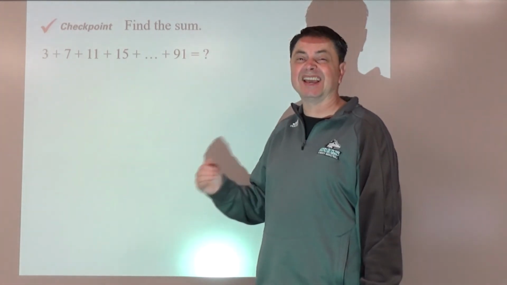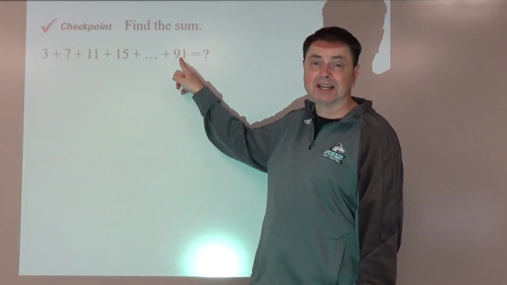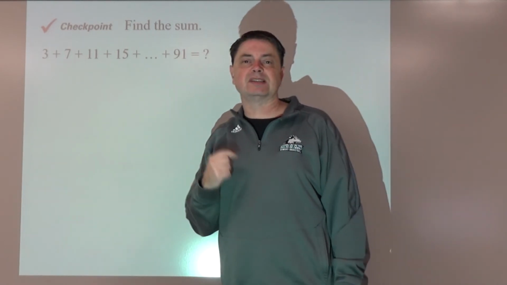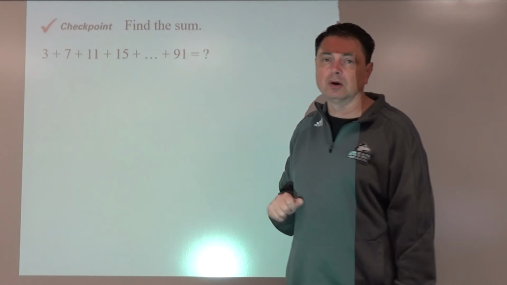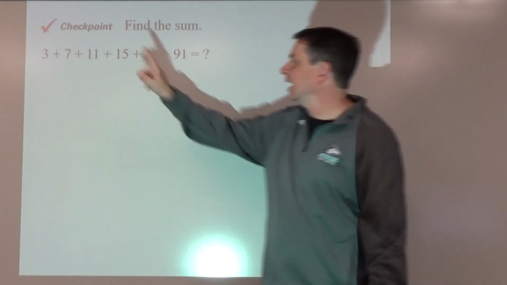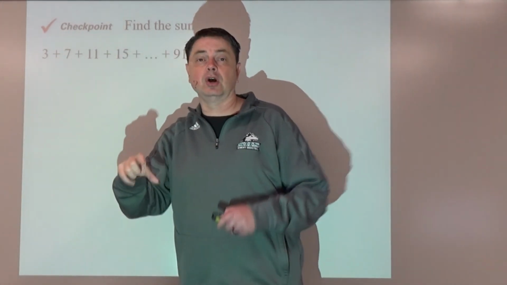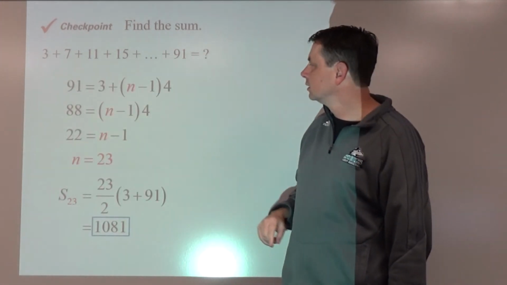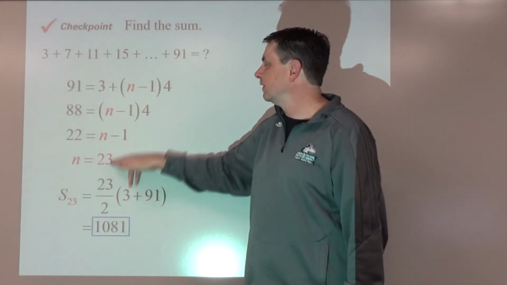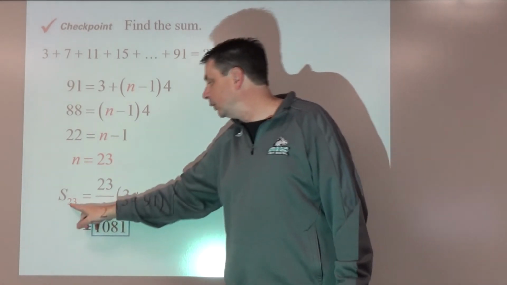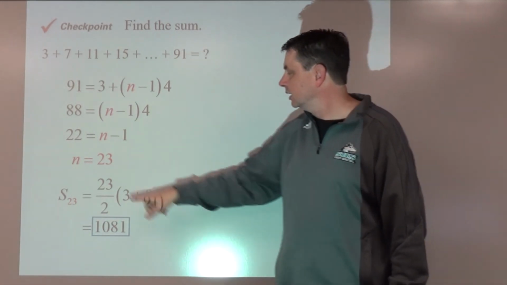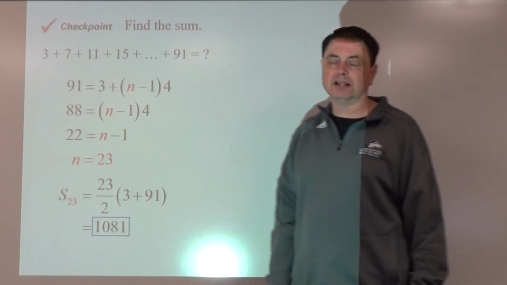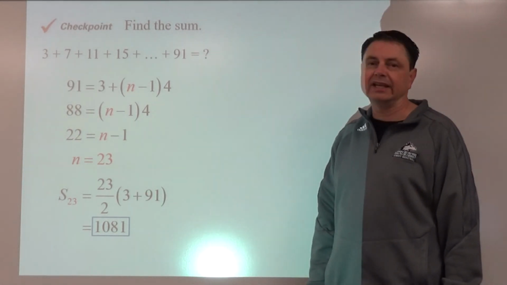And again, we're going to use the a sub n formula. We're going to focus on the 91 because we need to know the position that the 91 is in. What's the n that goes with 91? So 91 is equal to a sub 1 plus the unknown n minus 1 times the common difference of 4. And that's going to lead us to finding that n is 23. And now we can do S sub 23. 23 divided by 2 times first plus last. And we get our final answer of 1081.